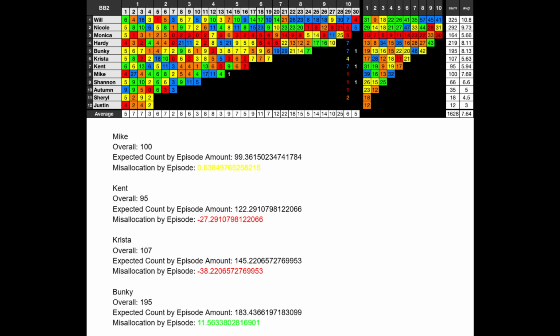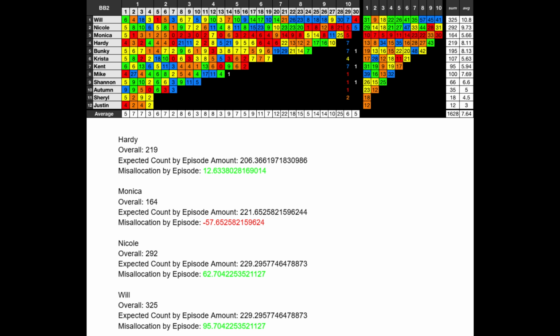Bunky has an overall diary room amount of 195, so almost double the last 3 people. And the expected count by episode amount based on the amount of episodes he lasted in is 183.43, causing for an 11.56 misallocation. So he has a bit more confessionals than he would have on a balanced edit, but he's on the borderline between fair and bloated.